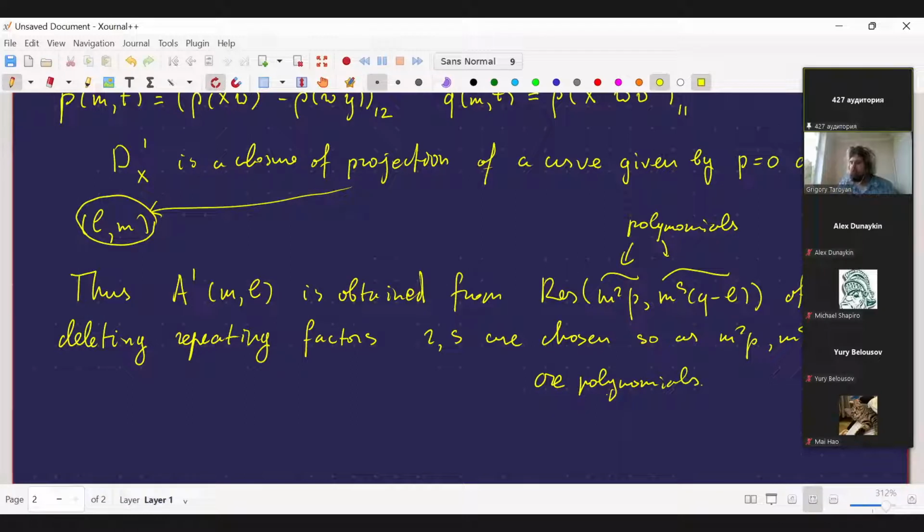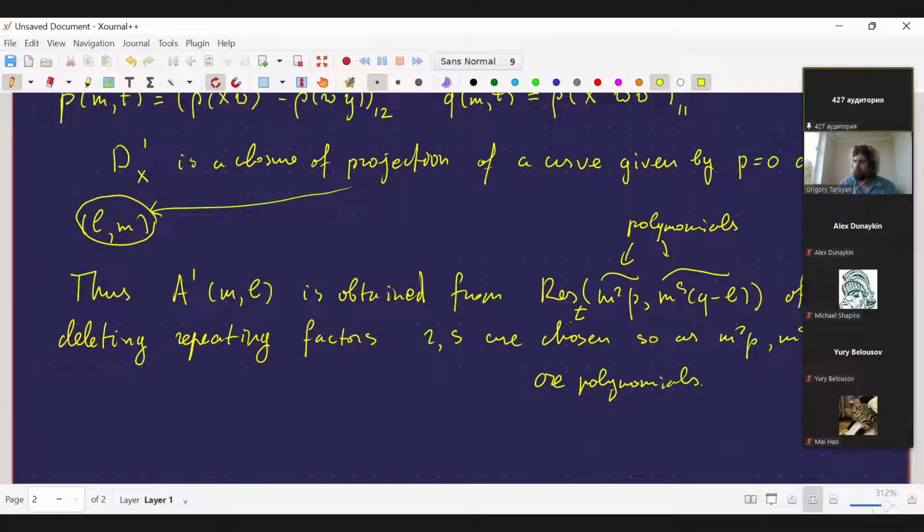Okay, so we produced a certain recipe to obtain a polynomial. Yes, of course, when I'm saying resultant of two polynomials, we should have a certain variable, and this variable is t. So both are polynomials in t. And we take the resultant with respect to the variable t.